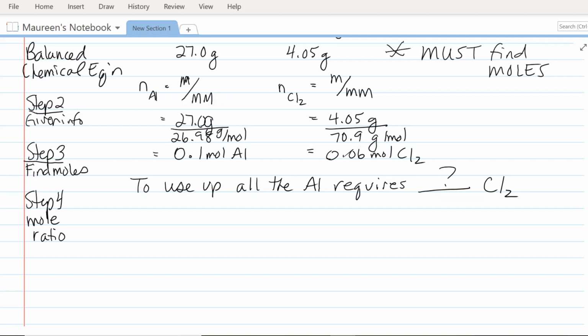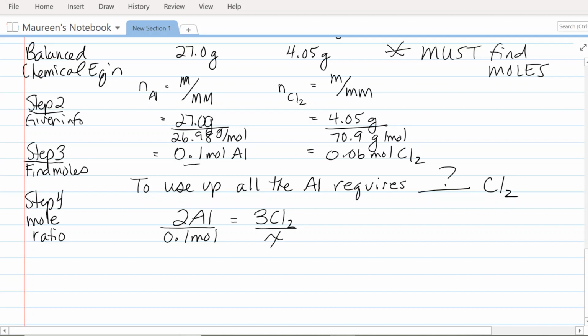I'm going to go back to my equation. I'm going to say 2 aluminum, and I've got 0.1 moles of it, remember, so back to the equation, and then here's my 0.1 moles, and I'm going to make my ratio to use up all of that. I know I have 3 Cl2s, and I wonder how much chlorine would I need. Okay, that's my question mark or my X. So again, I'm going to cross multiply: 2x, and in the other direction, equals 0.3 moles. So therefore, X would be 0.15 mole of chlorine.